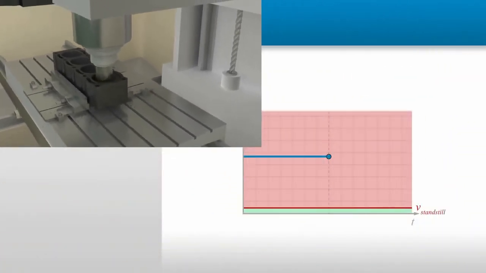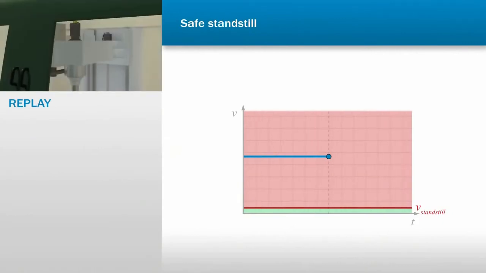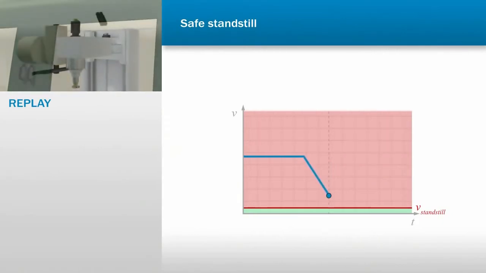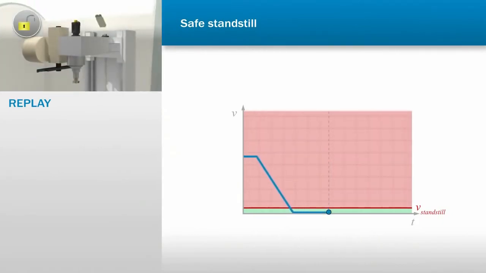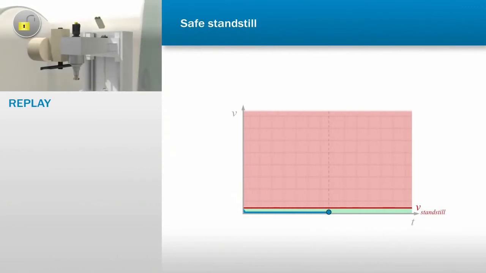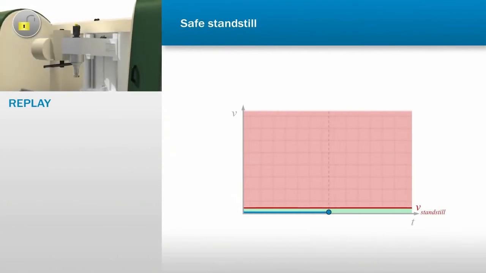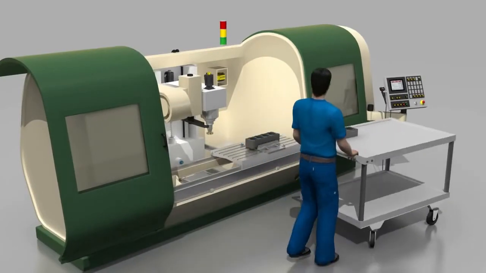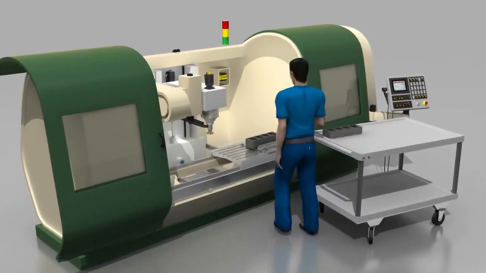The blue line in the diagram represents the rotary speed of the cutter. The drive monitor detects a safe stop as soon as the green area is reached. At this point, the doors can be opened. The new workpiece can now be inserted into the machine.